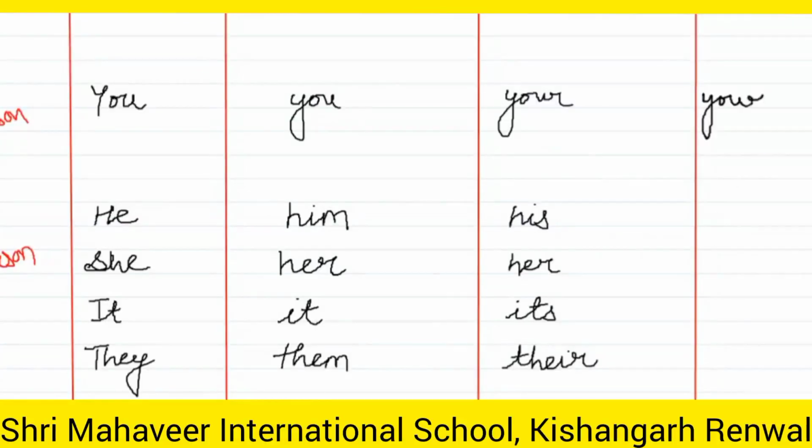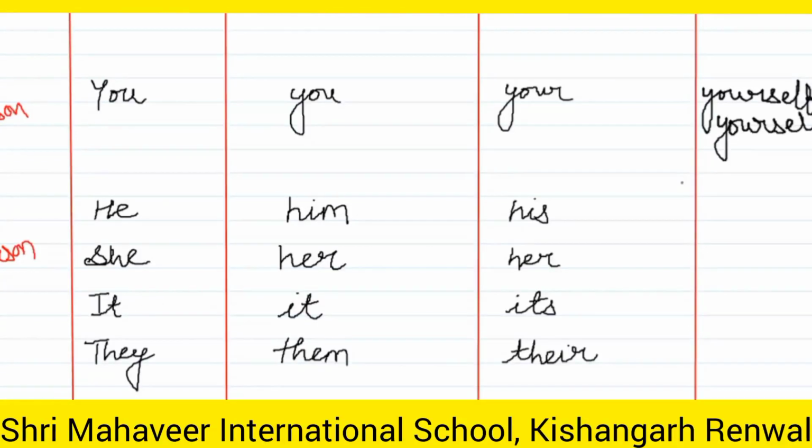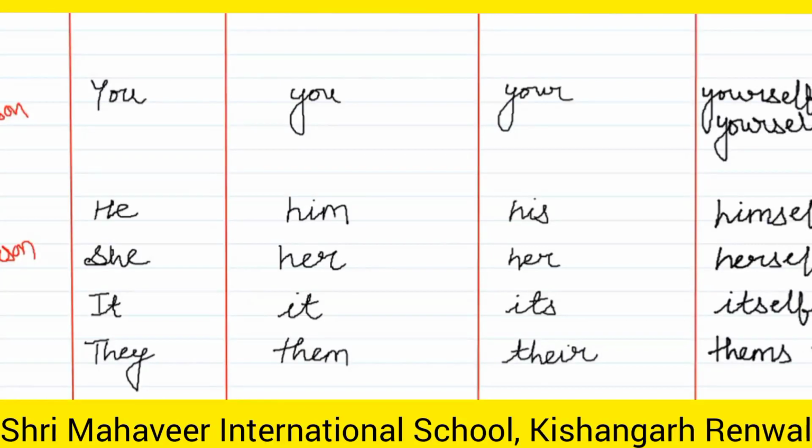You can be used for one person also. You complete your homework yourself. When we talk about one person, it will be yourself. When we talk about more people, it will be yourselves. He completes his homework himself. Some students make it hisself, but hisself is wrong. She completes her homework herself. It completes its homework itself. They complete their homework themselves.